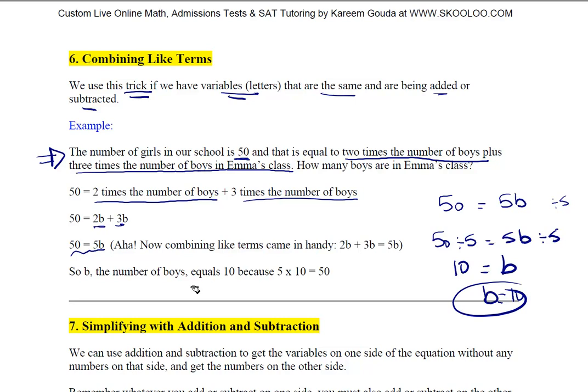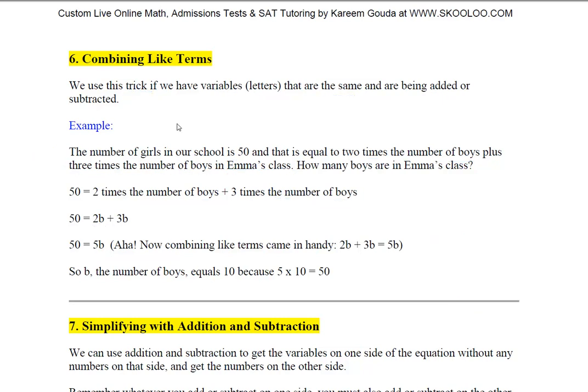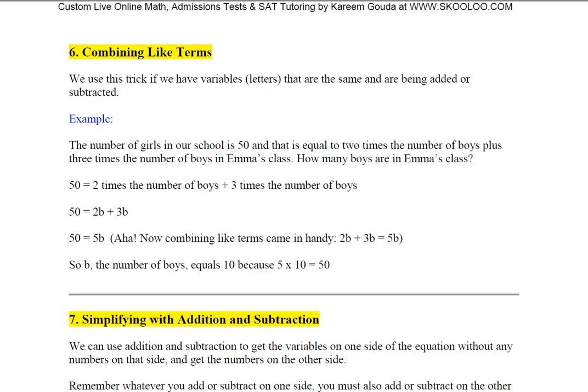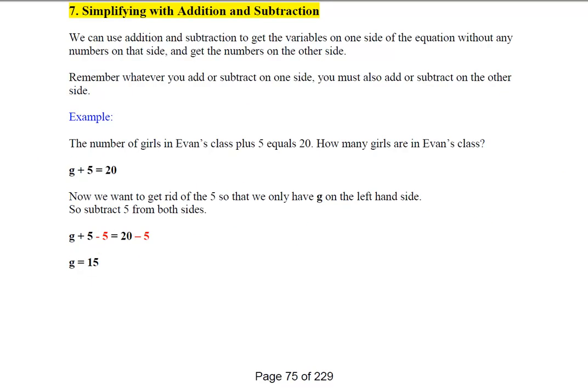Okay, number 7. Simplifying with addition and subtraction. As we said, you can add or subtract, multiply or divide any number on either side, just similar to what we did in the example before.